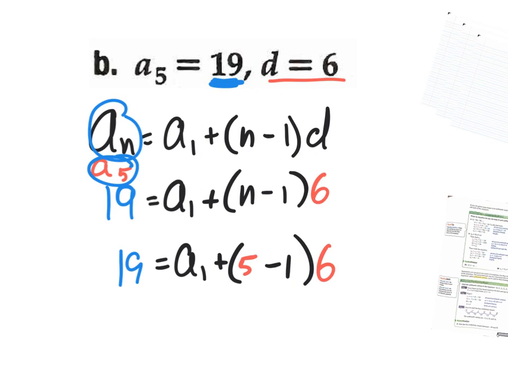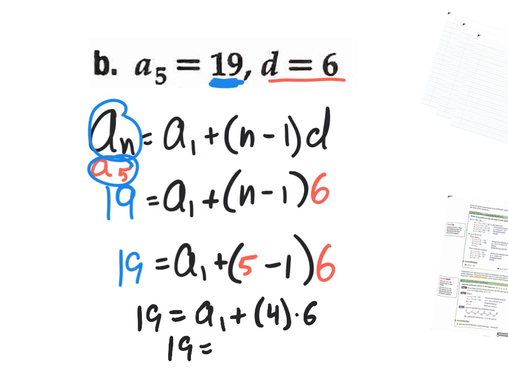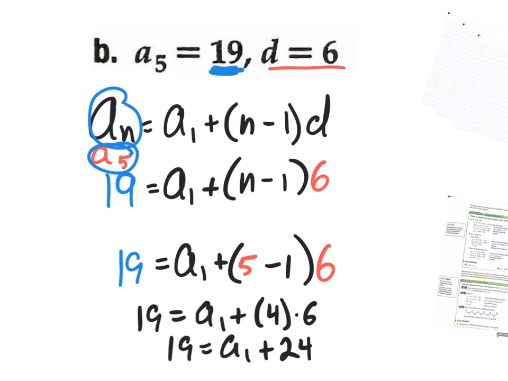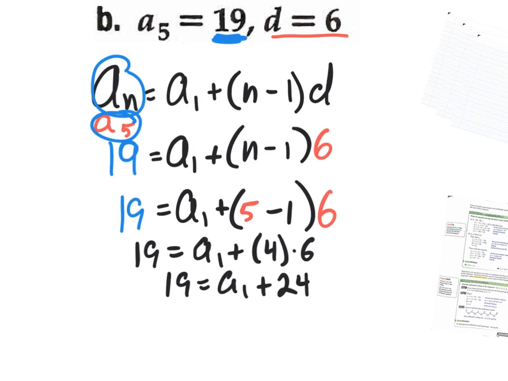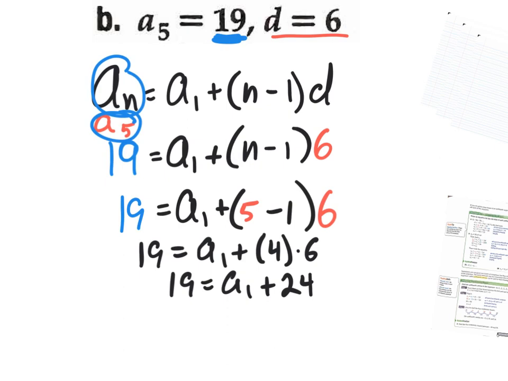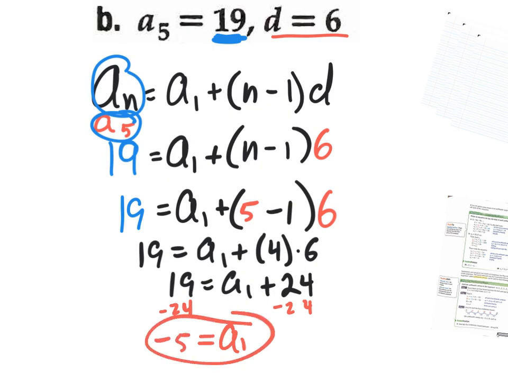Now, some of us may think we're going to distribute the 6, but it's easier to do parentheses first. 5 take away 1 is 4. So let's rewrite the whole thing. We have 19 equals a sub 1 plus, that's really a 4, times 6. So you really have 19 equals a sub 1 plus 24. Let's get rid of the 24 to get a sub 1 by itself. So subtract 24, we get a sub 1 equals negative 5. So a sub 1 equals negative 5.